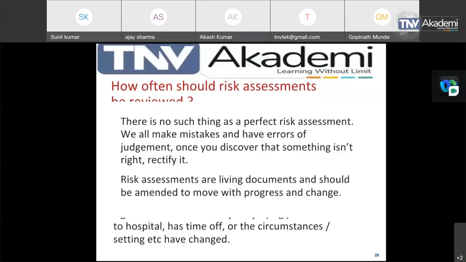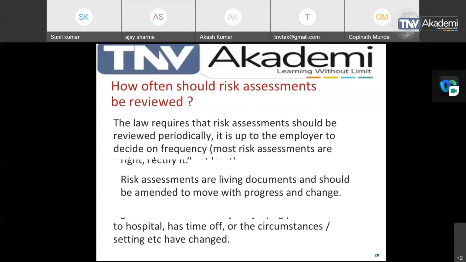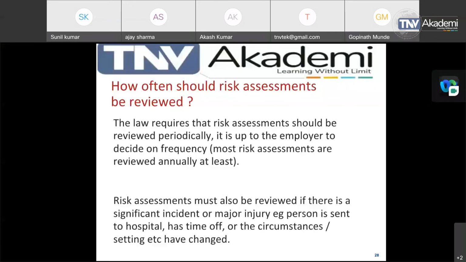It depends upon the employers and also on the laws and regulations of the particular state or country, and on the type of hazard being assessed. The risk assessment must also be reviewed if there is any significant incident or major injury. For example, if a person is sent to hospital, the circumstances have changed, so the risk assessment must be reviewed after a significant incident.